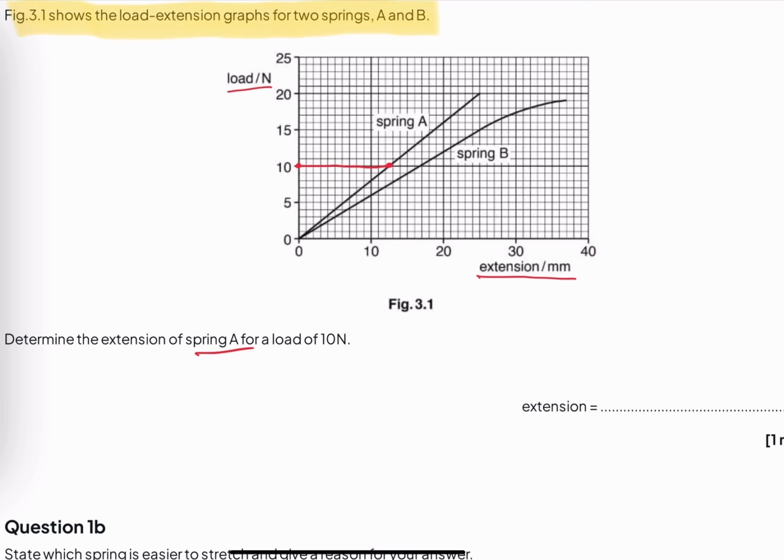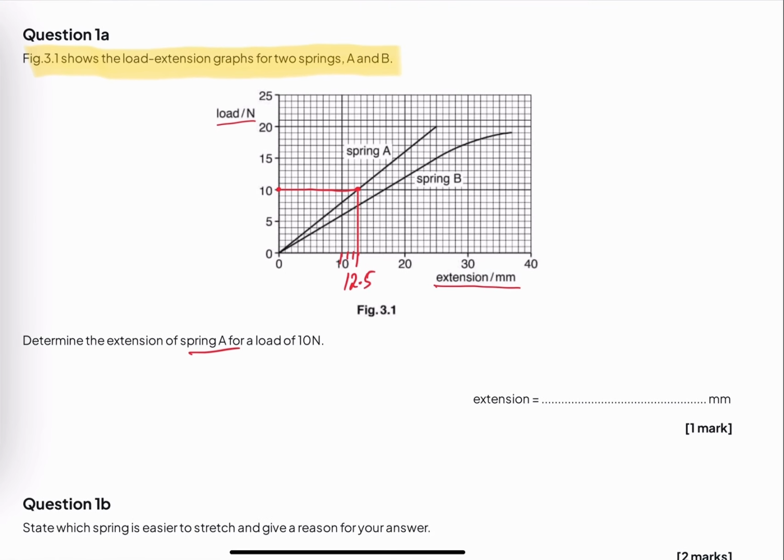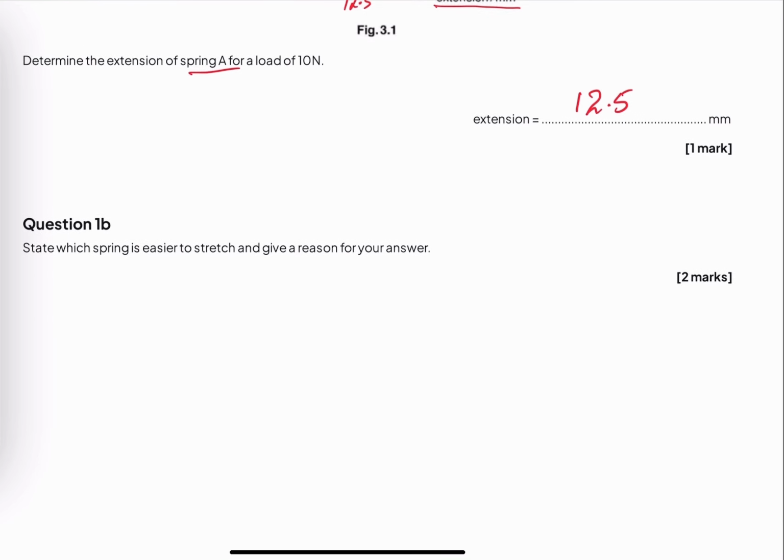This is the point on the graph for spring A, and you have to locate the extension. It's between these 2 points. So if this is 10, this will be 11, this is 12, and it's between 12 and 13. So this will be 12.5, 12 and a half. Okay, so the extension is 12.5 millimeter for the 10 Newton.